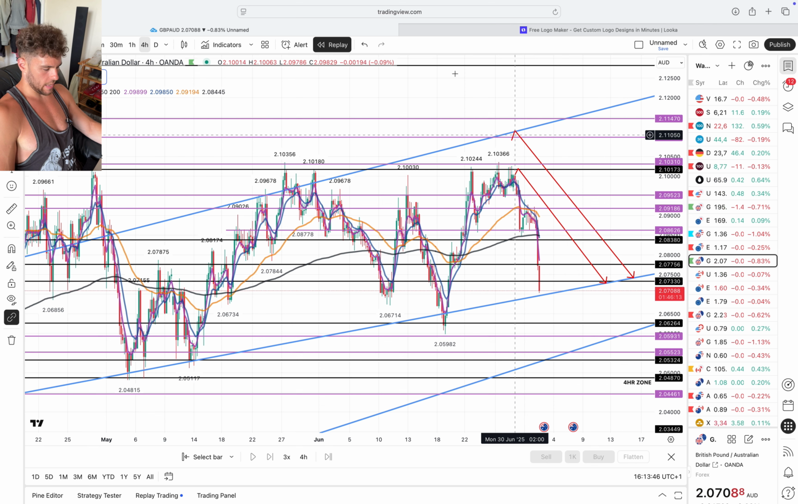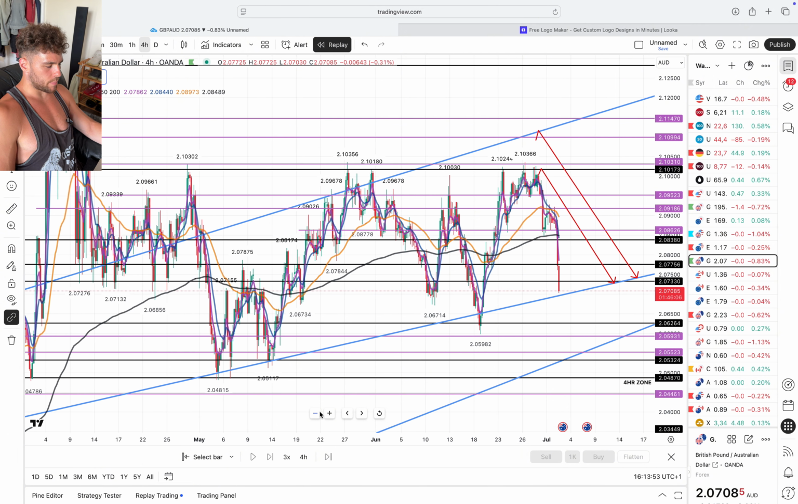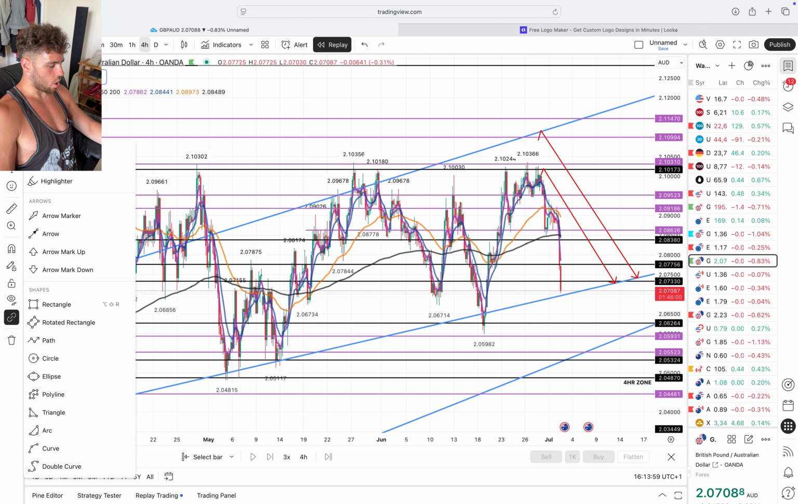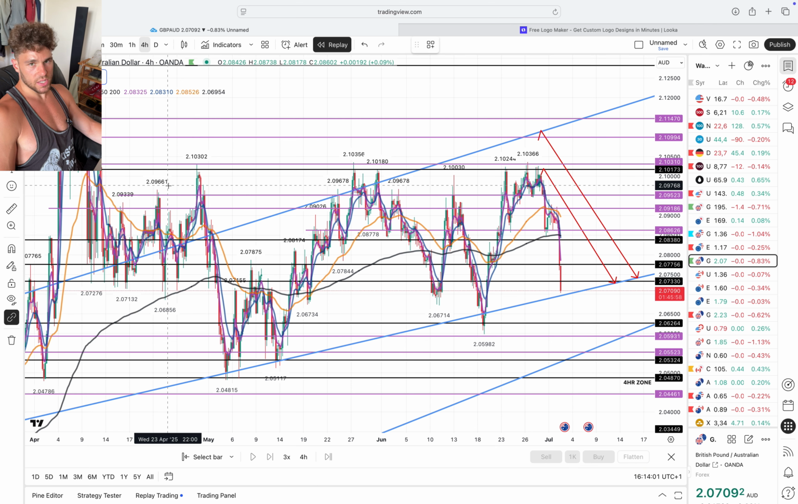Now, why this area? Why was I looking at this level? This is a beautiful level. Look at what we've seen here, guys. How many times have we got the fattest rejection you've ever seen at this level? Look.